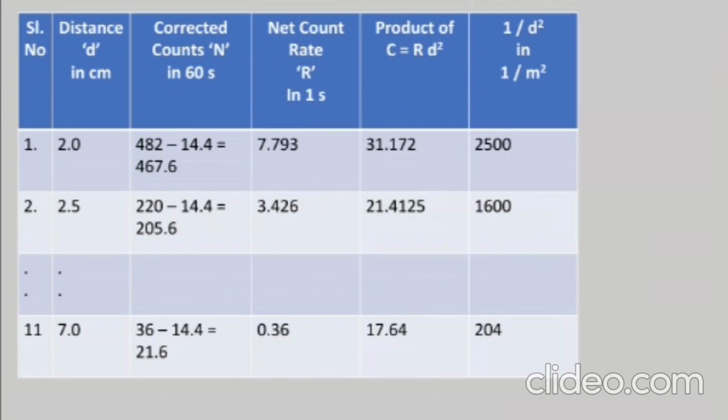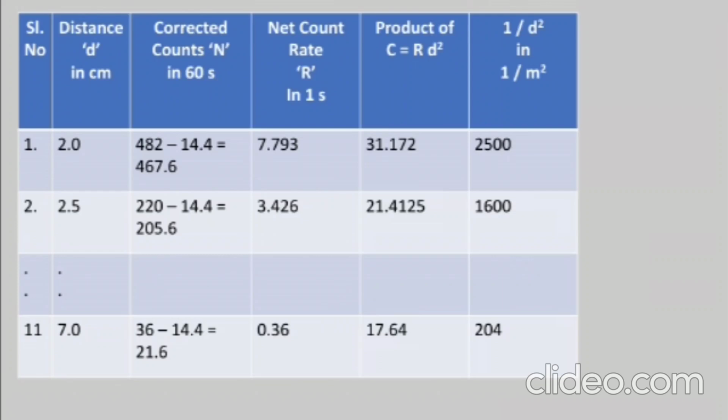The second table is as shown. The first column has the distance d in centimeters, which is the distance of the slots from the GM tube, which is 2, 2.5, 3, 3.5 up till 7 centimeters. The second column shows corrected counts n in 60 seconds. During our experiment, we saw that for the slot 2 centimeters away from the GM tube, the count which we got was 482.